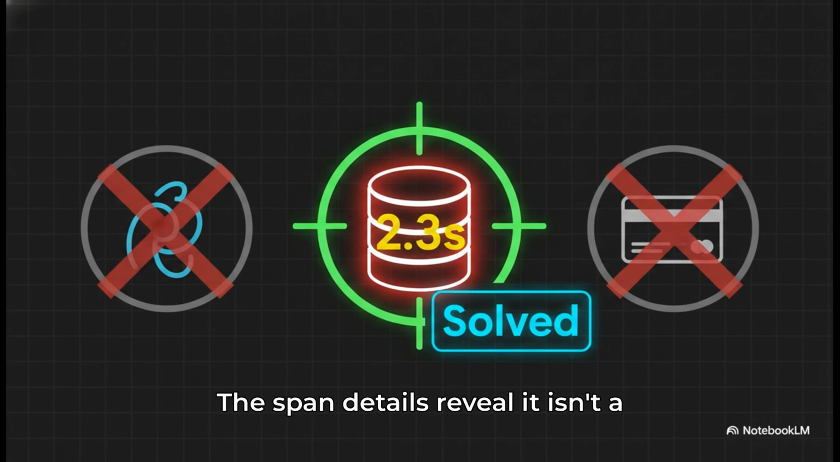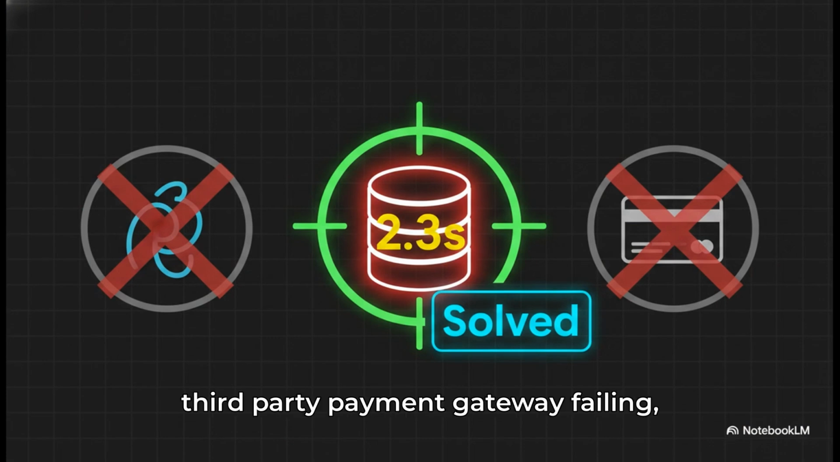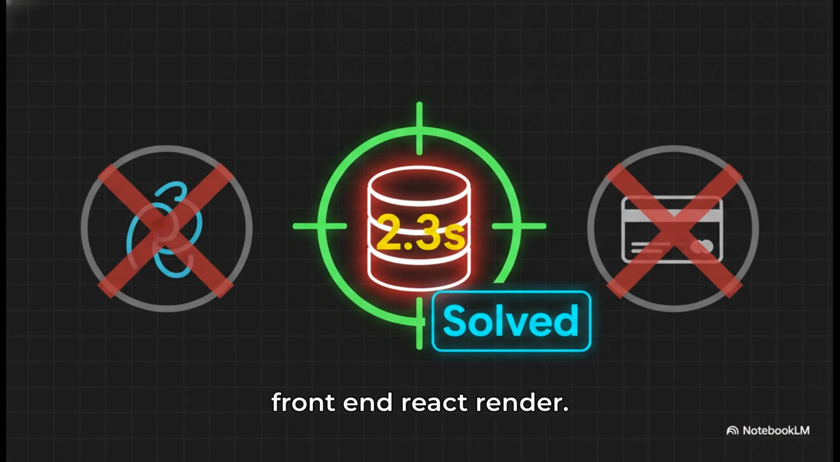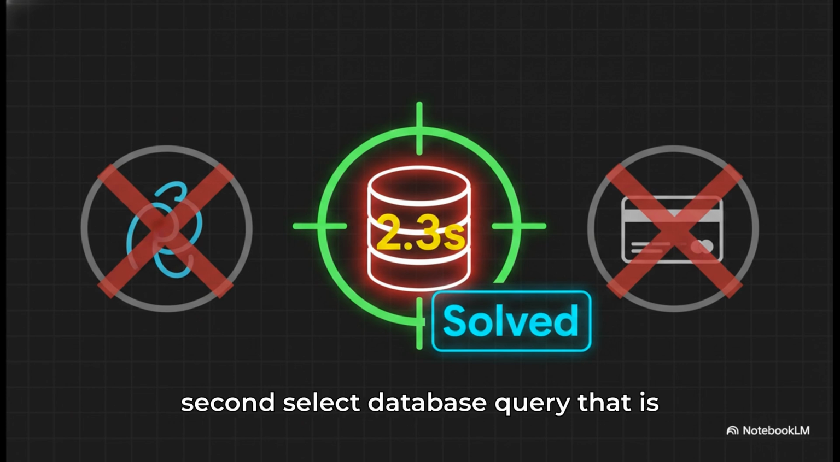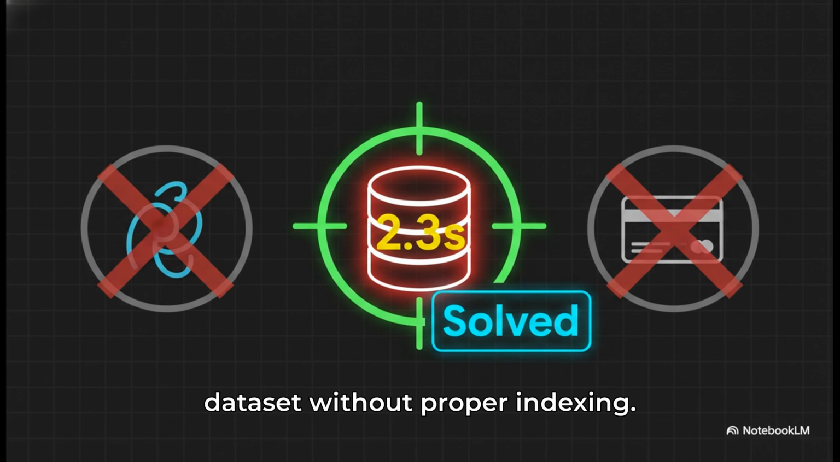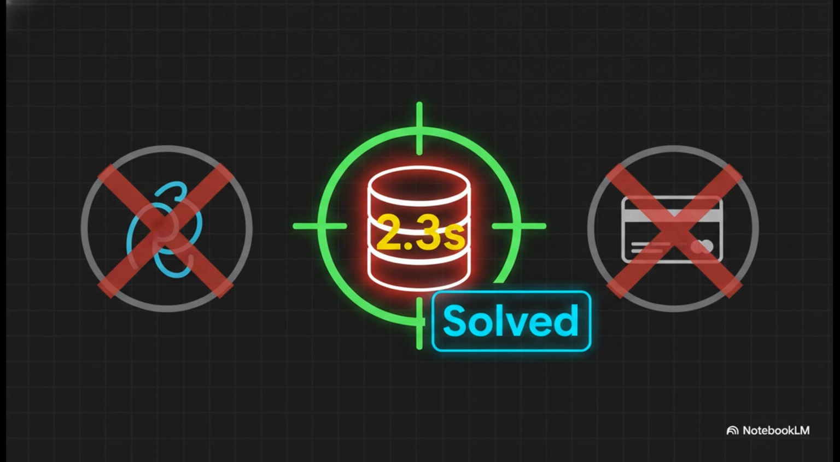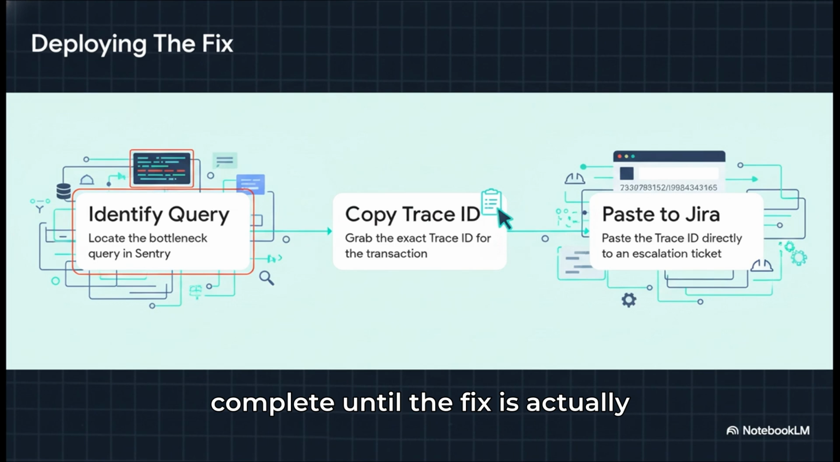The span details reveal it isn't a third-party payment gateway failing, and it isn't a slow front-end React render. The exact syntax reveals a 2.3-second select database query that is fetching a massive dataset without proper indexing. The database is totally choking on the request, and the entire checkout process is held hostage waiting for it to finish. Mystery solved. But hey, an investigation isn't complete until the fix is actually in motion, right?